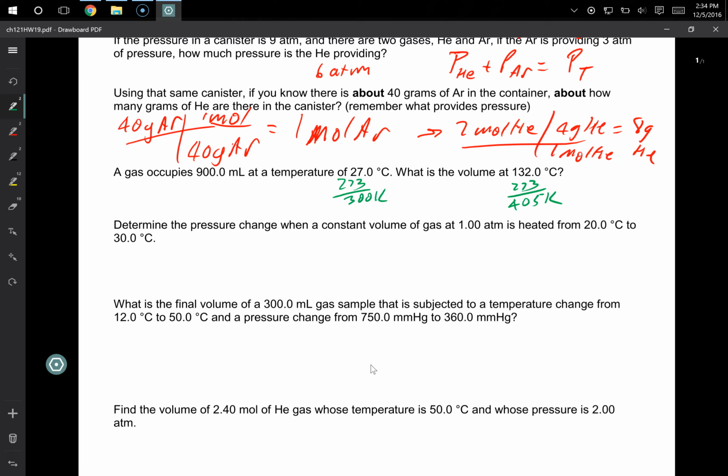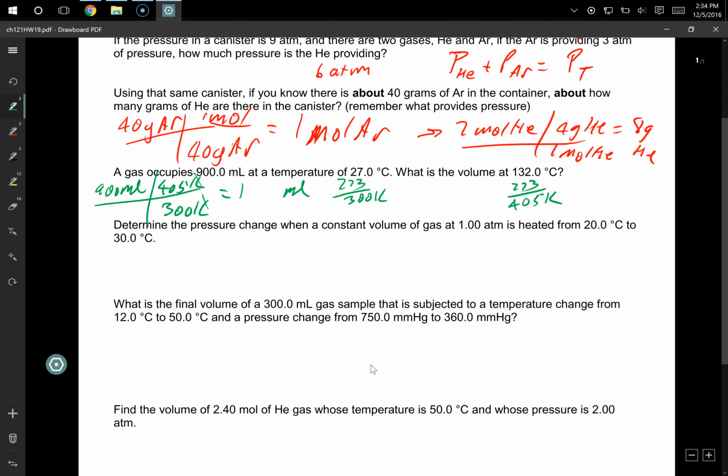Go up. So I'm going to start with 900 milliliters here, and I'm going to put 405 K on top, and 300 K on the bottom. The K's both cancel out, and I'm just left with milliliters. So I get 1,215 milliliters. So you're probably right, 1,220 milliliters with correct sig figs.